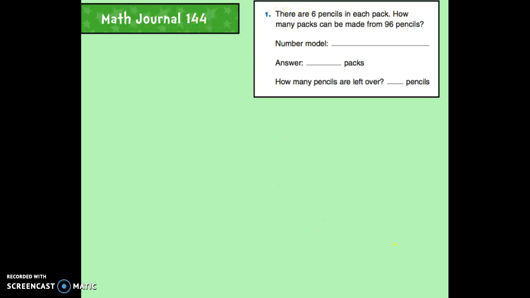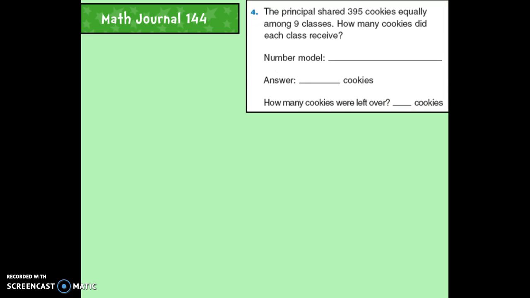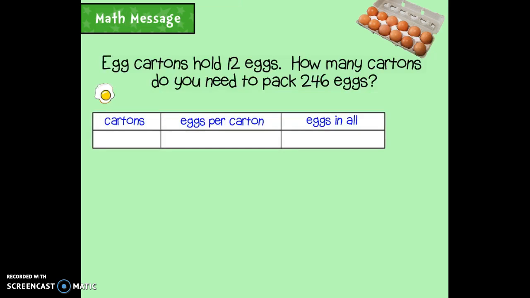Now I want you to try page 144. So first they want you to set up the number model, then put the answer, and then your remainder is how many are left over. So on page 144, there's number 1, 2, 3, 4, and then I'm going to have you pause at that one because there's 2 more problems there on page 144. Then we're going to try partial quotients using double-digit numbers. So let's look at this problem.